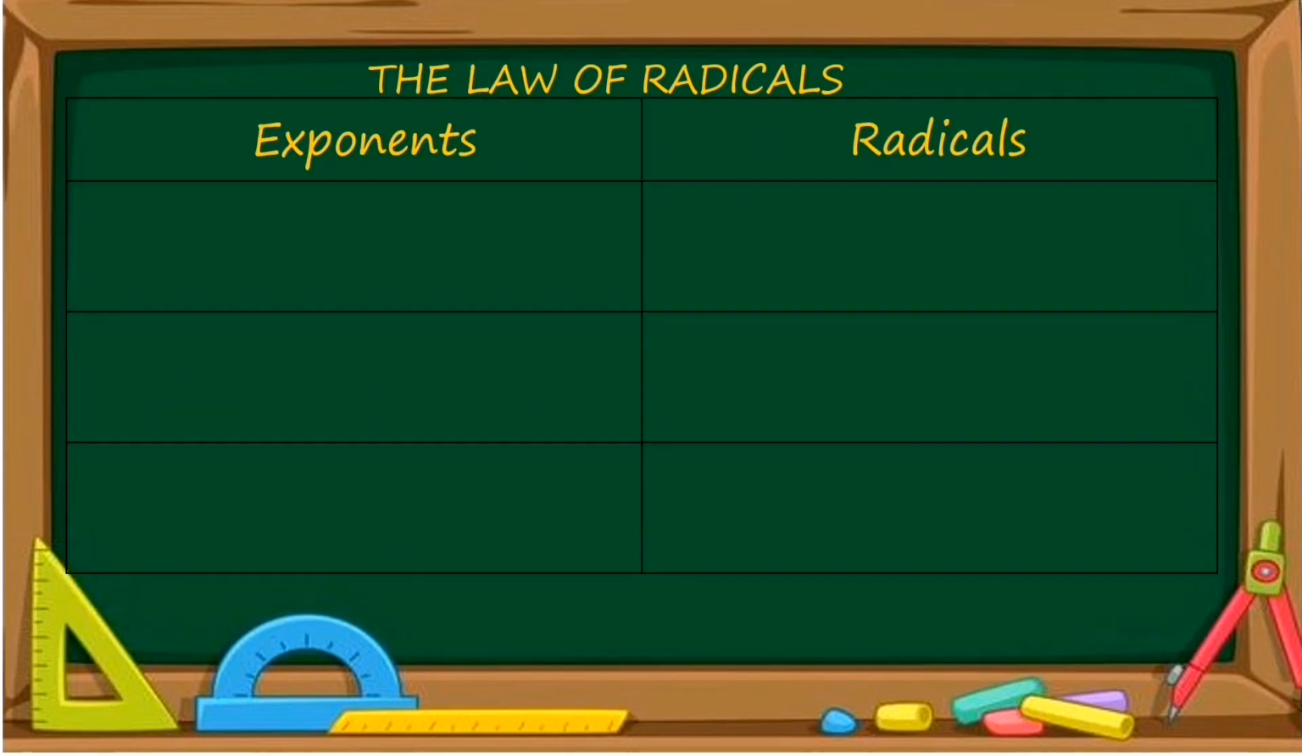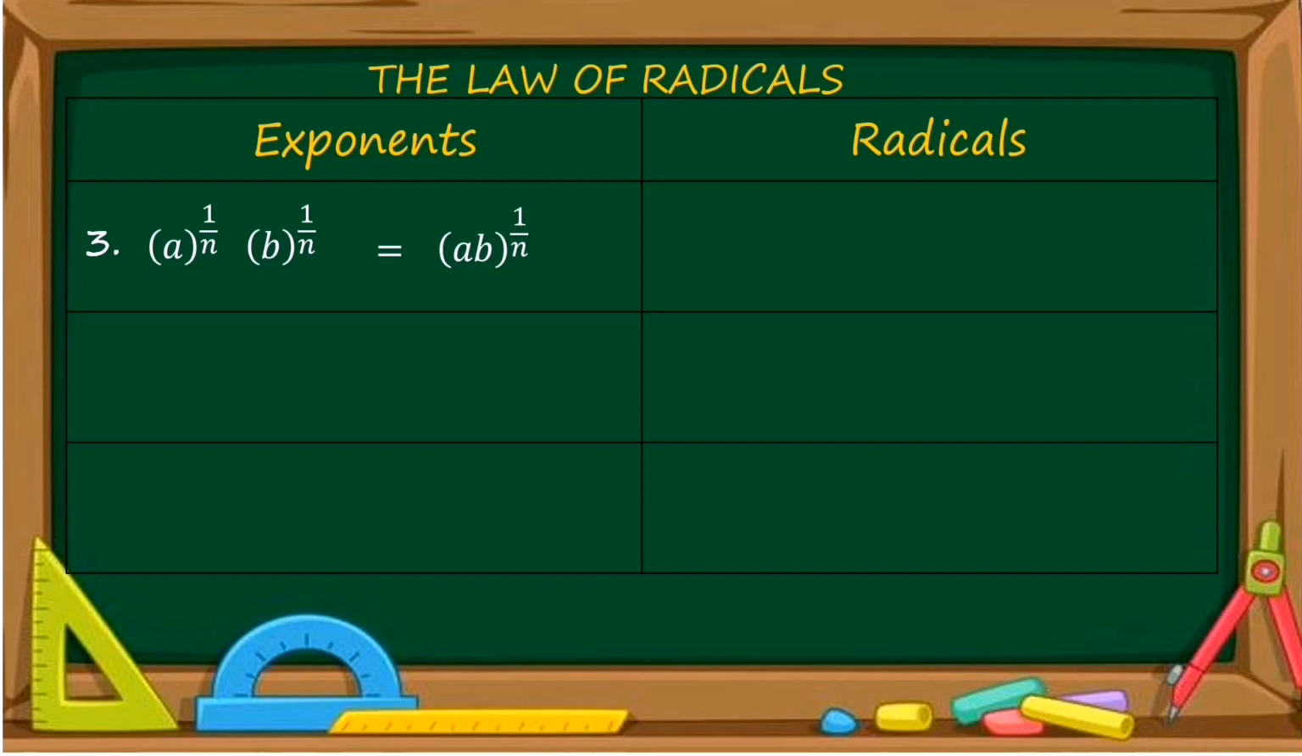Now, let us discuss the third law of radicals. a raised to 1 over n times b raised to 1 over n. As you can see, they have the same fractional exponents. To answer this, we will just multiply the bases and then copy the common fractional exponent. So that is equal to the quantity a times b raised to 1 over n.